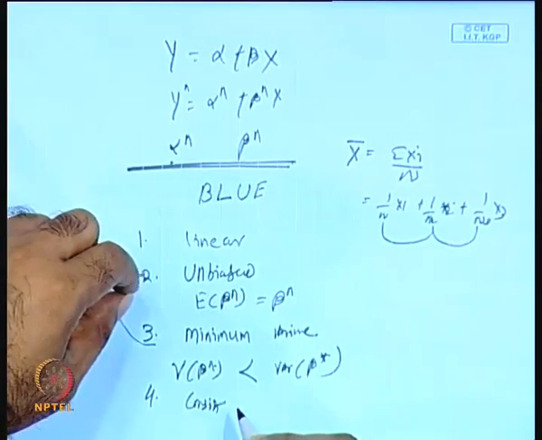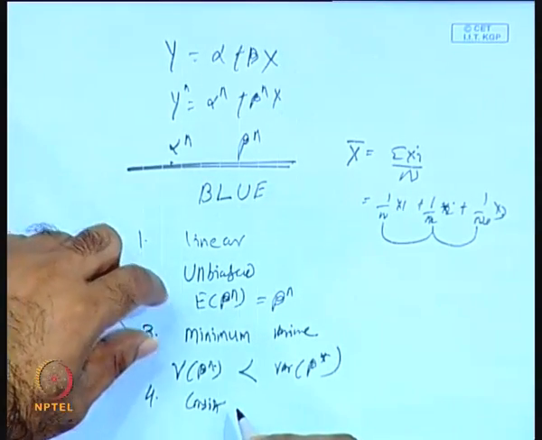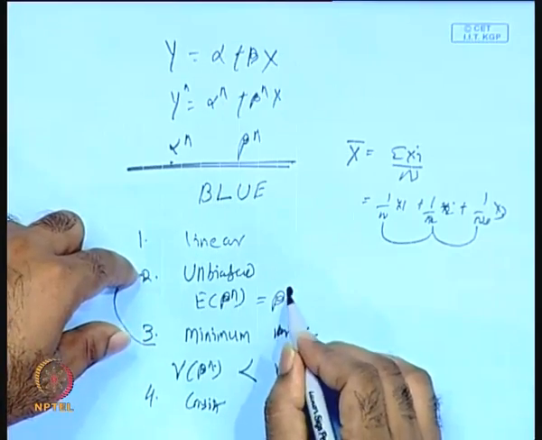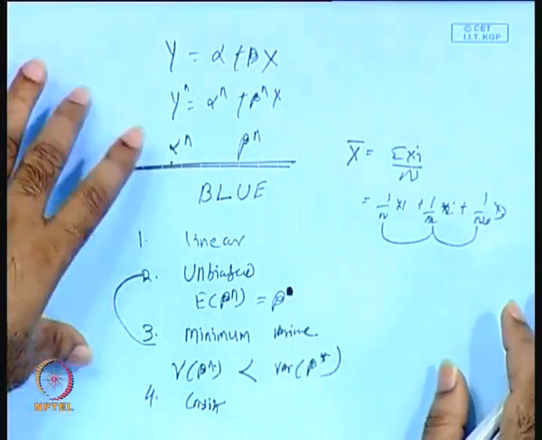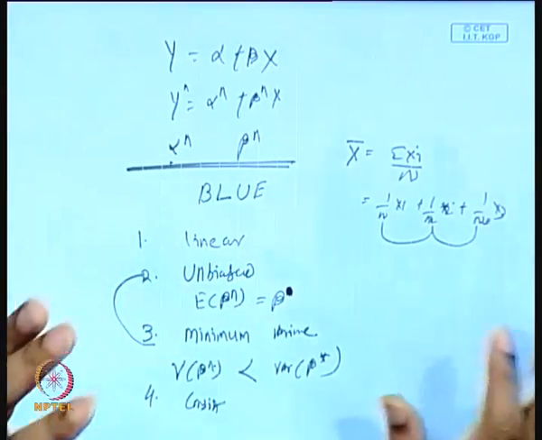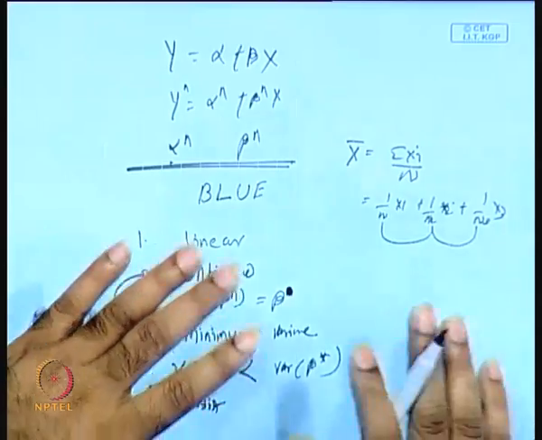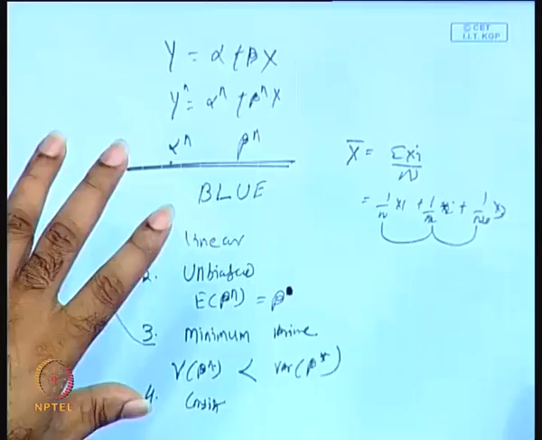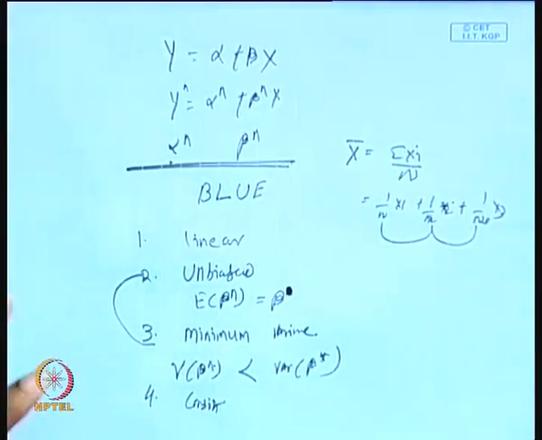So, the unbiased property is that the expected estimated beta value is equal to the true value, that is, beta only. So, E of beta hat equals beta, and the variance of beta hat should be less than the variance of another estimator. If that is the case, then this particular theorem is called BLUE, best linear unbiased estimator. Now every model has to be tested with respect to all these indicators.